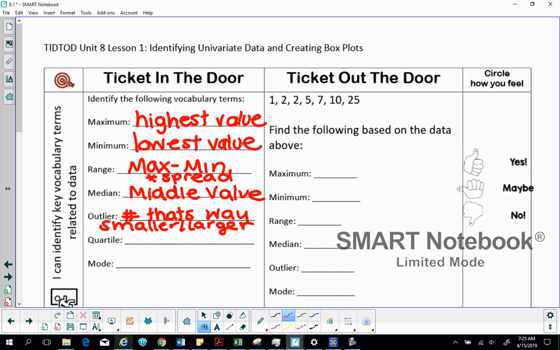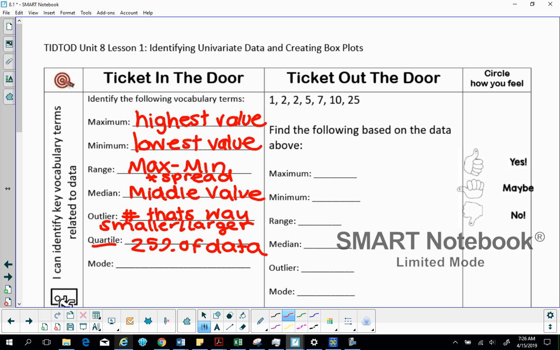What about quartile? What word's in quartile? Quart. So like quarter. How much is a quarter worth? 25 cents, right? Quartile is 25% of your data. And so that's what we'll be focusing on next class, quartiles.